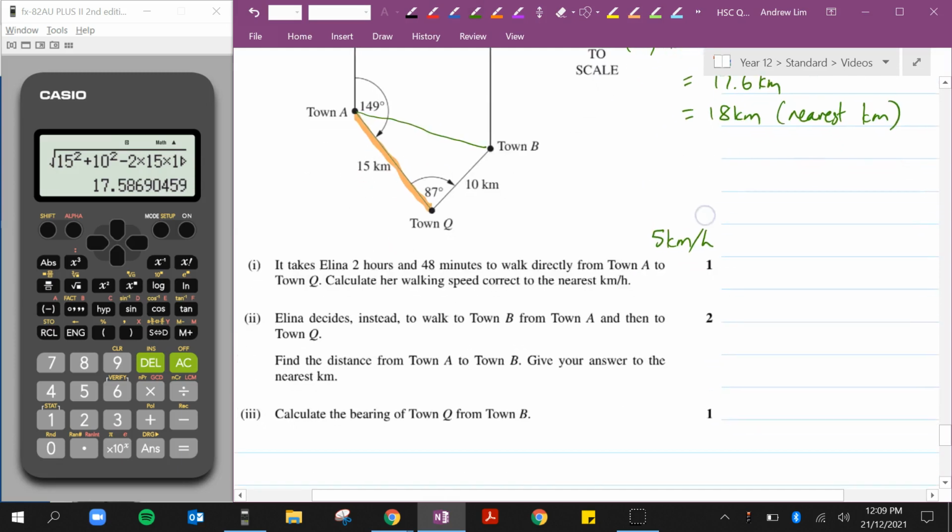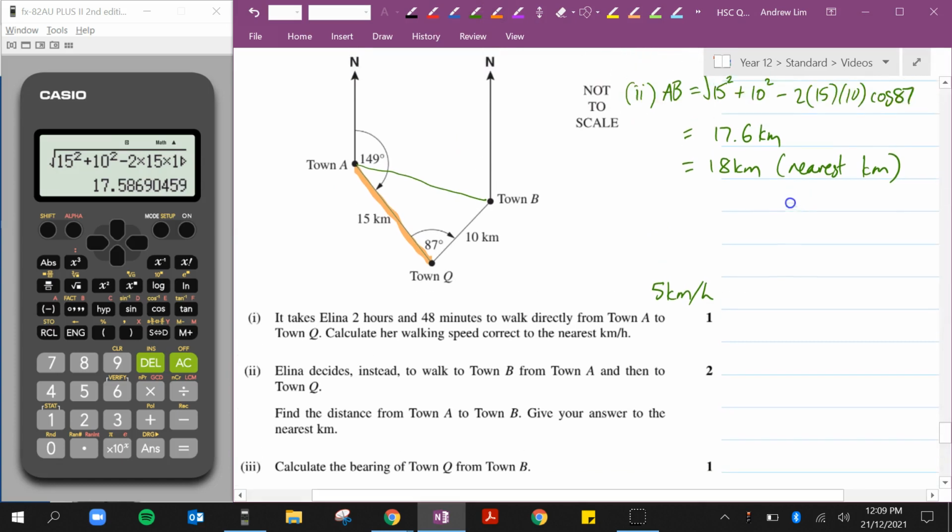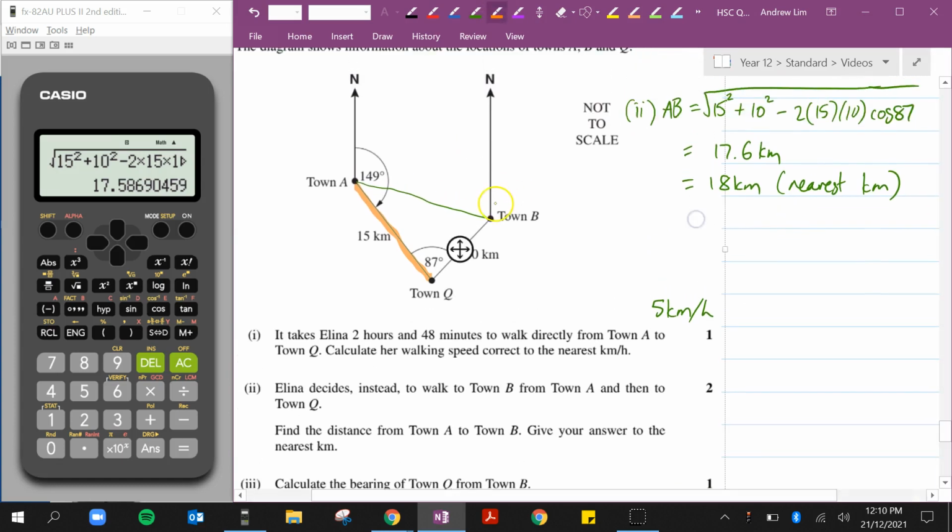Alright, part 3. Calculate the bearing of town Q from town B. Q from town B means north of B until we hit Q. So really we need this, and then we can add 180 to it. So I'm going to split this one up, because I know whatever this one is, it'll be the same as this.